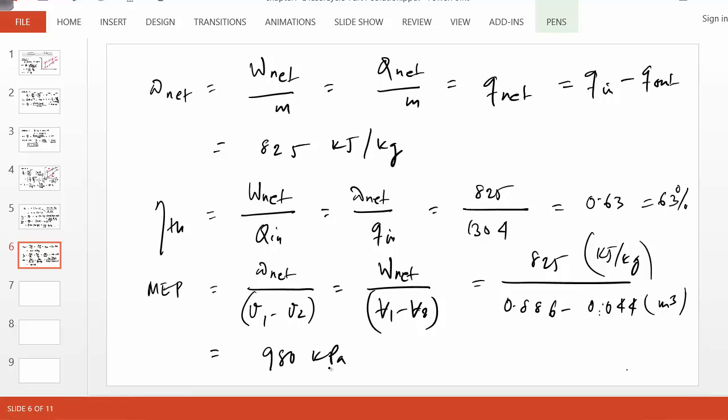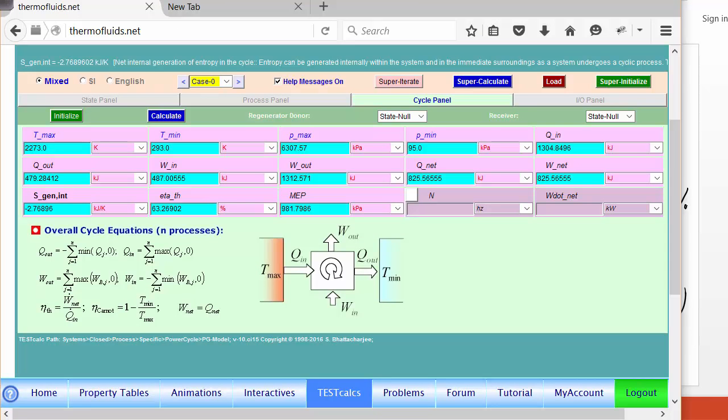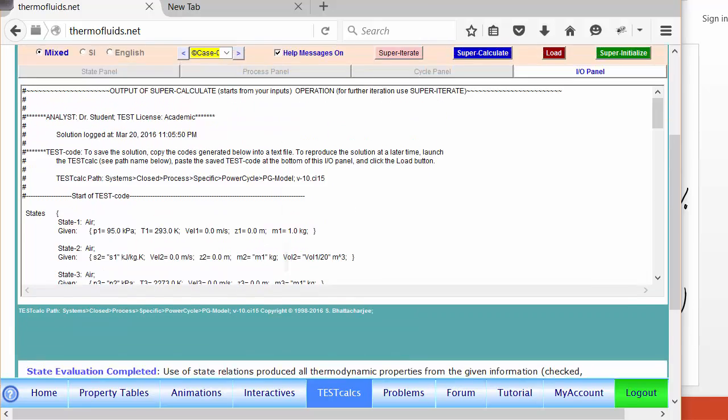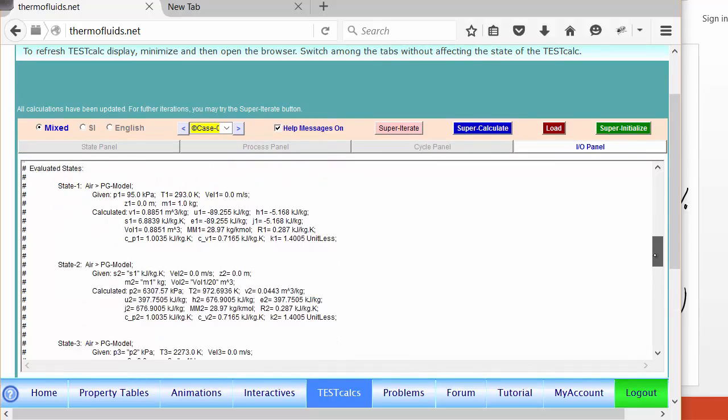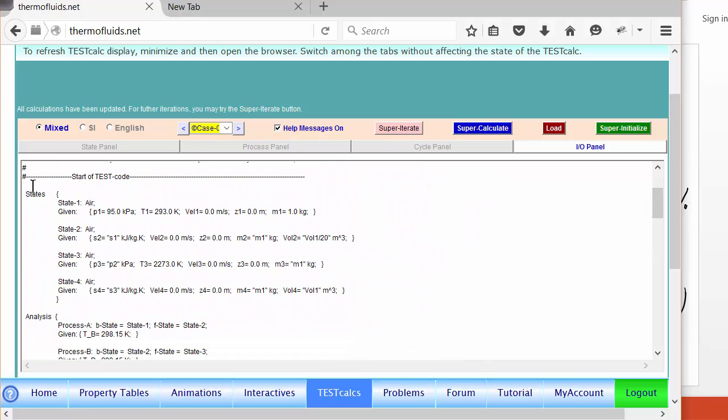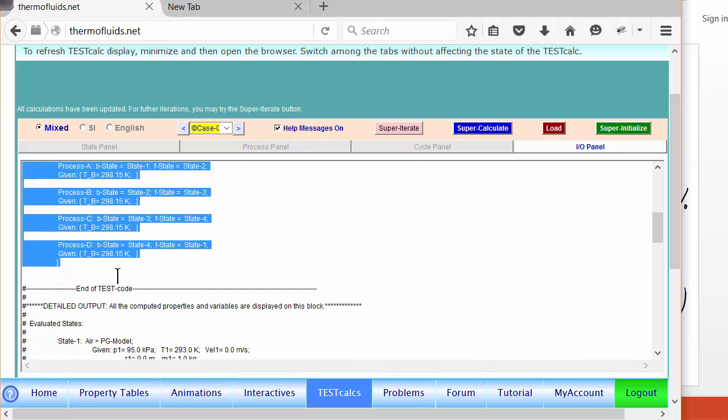So there you have it. We found all the answers we need to find. If we go here and do a super calculate, a detailed output of the entire solution is produced in this panel. And part of it is the test code. If you just copy and paste the test code in your favorite word processor, save it for future use, you can always come back and paste it in this I/O panel. Click the load button, and voila, you can regenerate the solution.